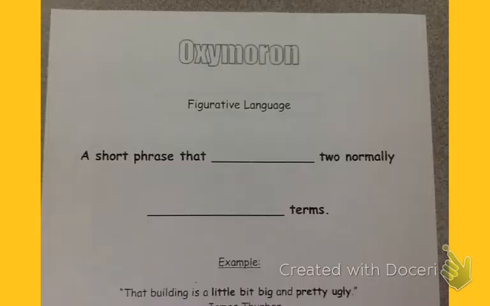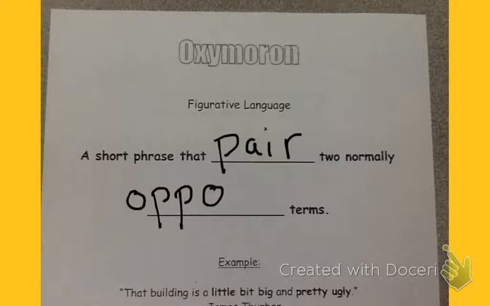Oxymoron. Sounds like a fun word, and it is pretty fun. Oxymorons are short phrases that pair two normally opposite terms. You could also put the word contradictory in that line. A short phrase that pairs two normally contradictory terms.